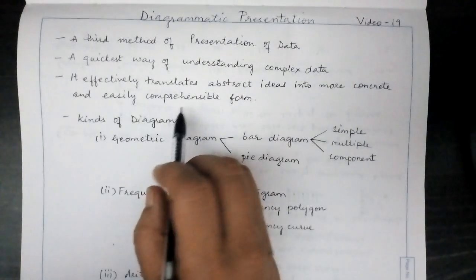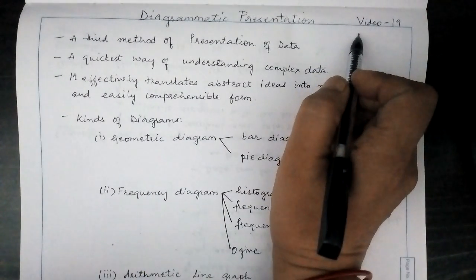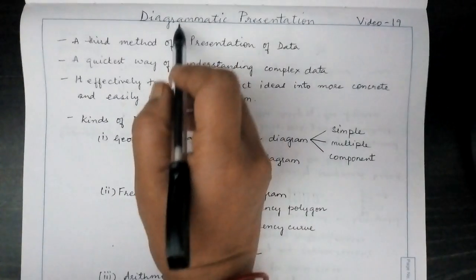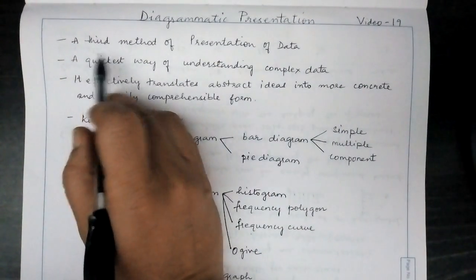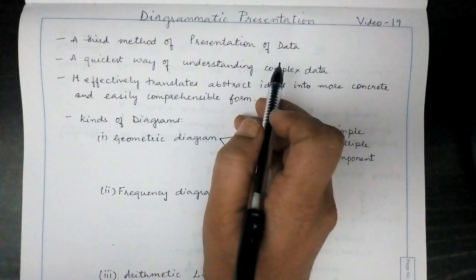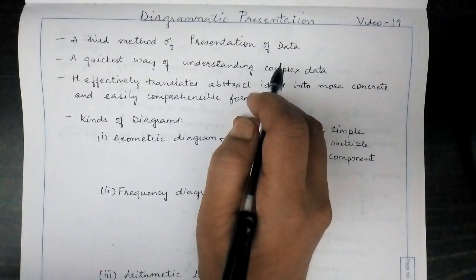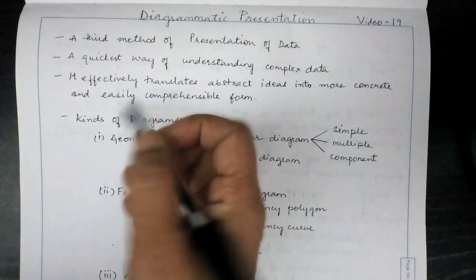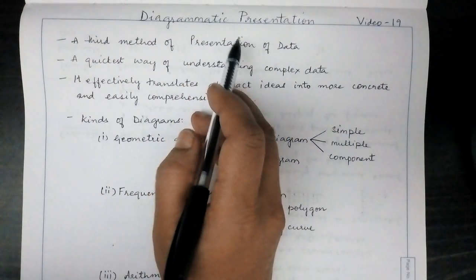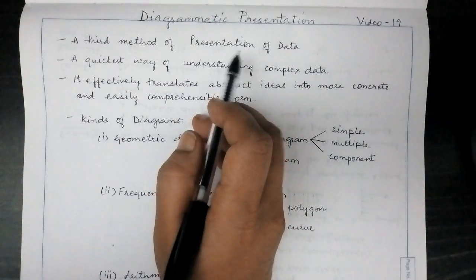Continuing with the presentation of data, in our video number 19, we will discuss diagrammatic presentation. It is a third method of presentation of data. So far we learned the textual form and the tabular form. Today we will discuss the third method, which is diagrammatic presentation.